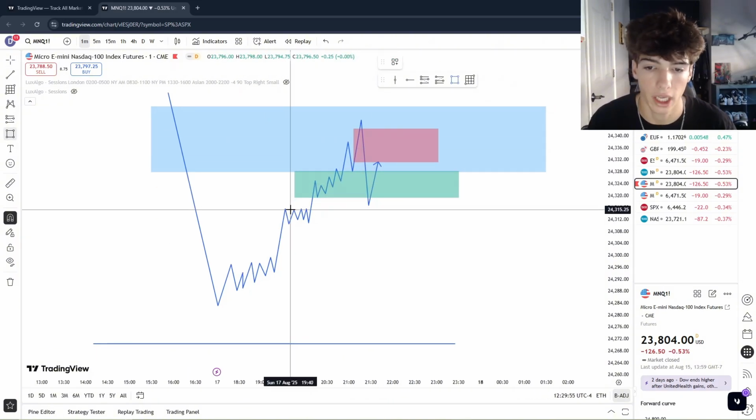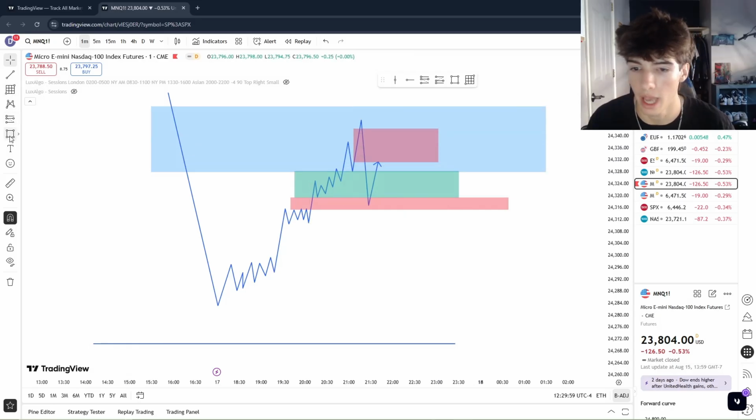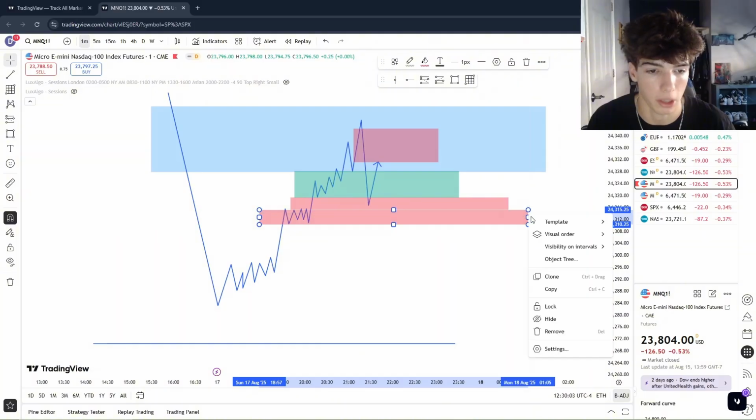Now let's continue. Right here, we have a little bit of an imbalance sitting here. This is going to be an enemy to our run lower. Then after that, what do we have? Nothing but stacked lows right here. This is going to be an ally to our run lower. Let's mark that out with green.